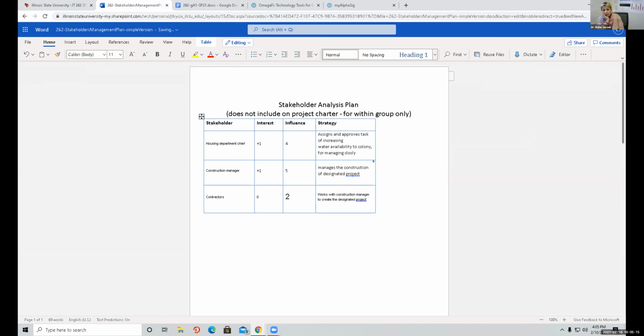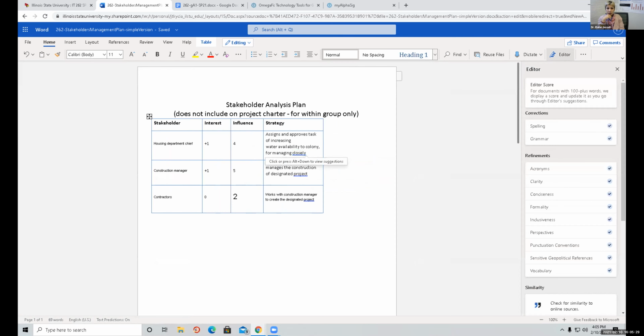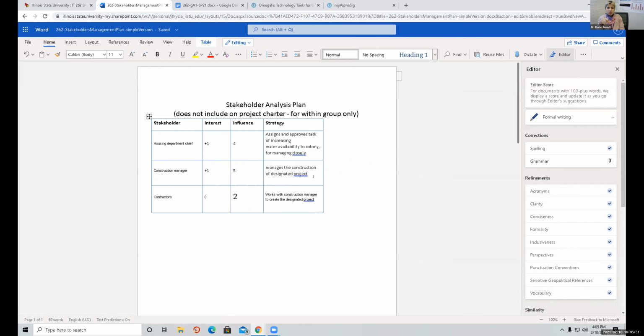So you are saying they have high power over your project, and then your strategy is to manage them closely. This is something you would do: regular updates, ask for feedback, and see if they need anything from you in terms of the project. So good job here. Show me one example from your other table.